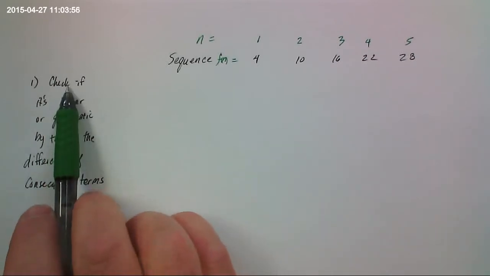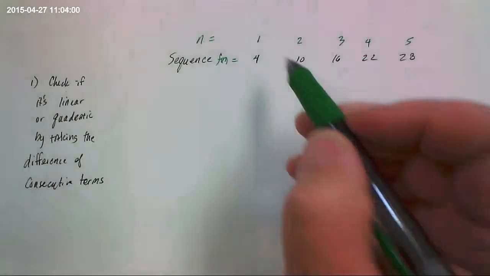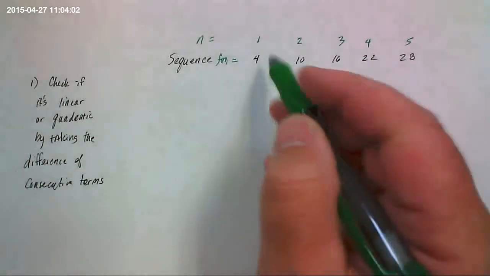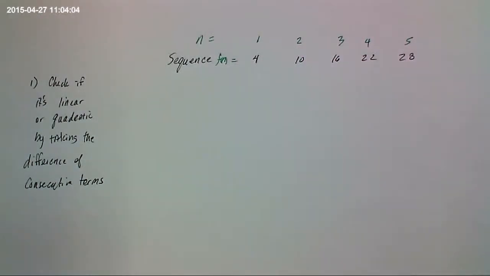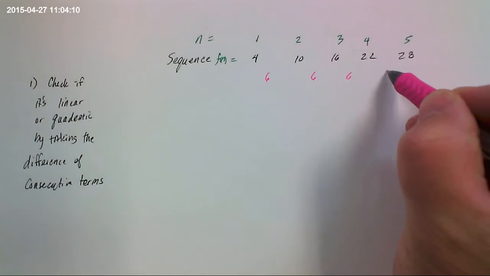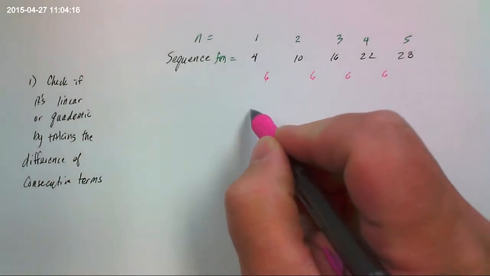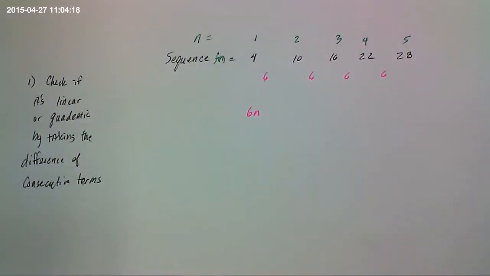The very first thing you want to do is check to see if it's linear or quadratic, and the way you do that is you just take the difference of consecutive terms. So here the difference is 6 for the first ones, and then the second is 6, and 6, and 6. So this is linear because the first change is constant. So what this means is that 6 times n is going to be part of our answer right here.